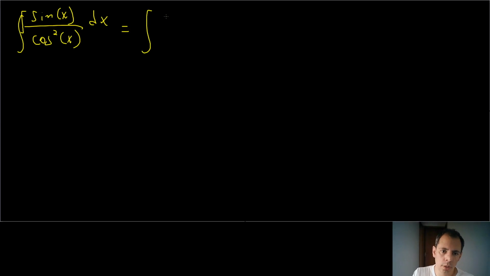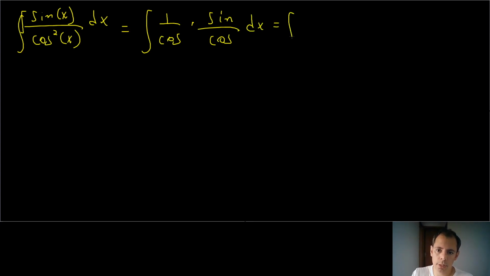So it'll be the integral of 1 divided by the cosine of x, times sine of x divided by cosine of x. Okay, that's the same thing. Now, what is this? This is the secant tangent, right? Because this is the secant. So this equals the integral of the secant of x, of course, times the tangent of x dx, okay? Now, what is the integral of the secant tangent? Remember, it's the secant. So this is going to be equal to the secant of x plus c.